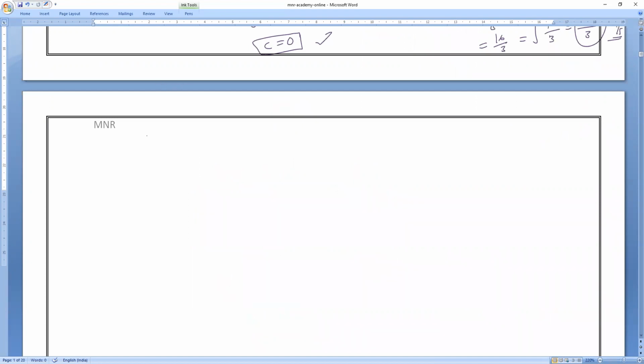Next, keep heading: motion in a straight line. I think I forgot to record. Oh, okay, it's recording. So, motion in a straight line. Now we are going to derive in today's class a very important concept.